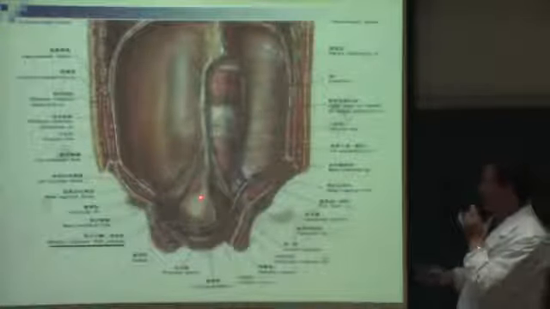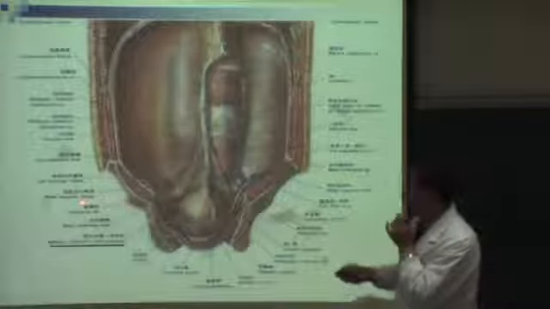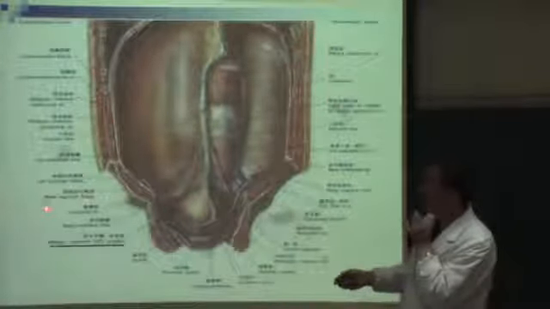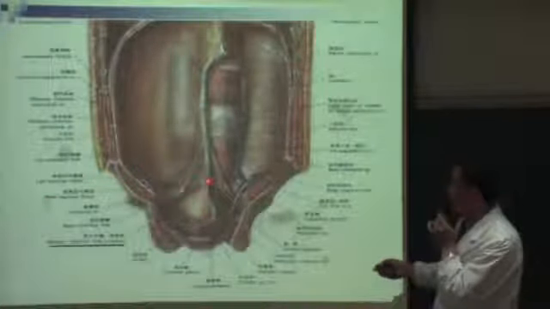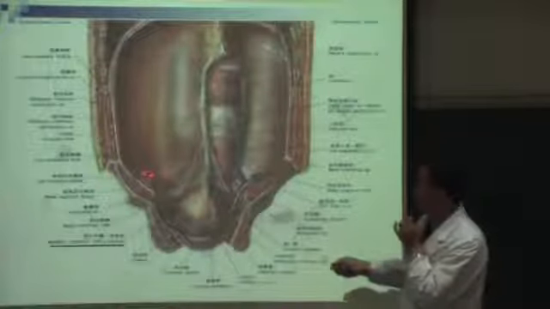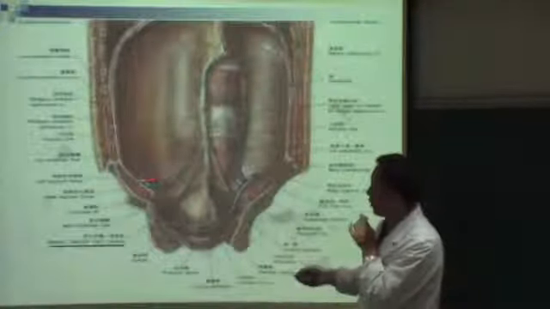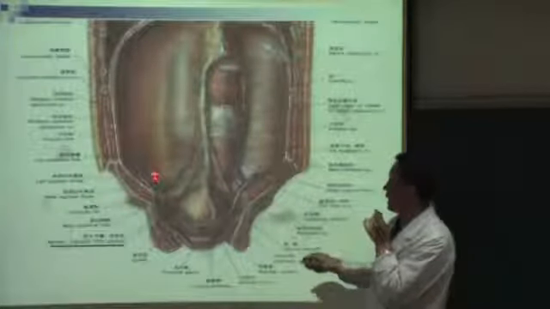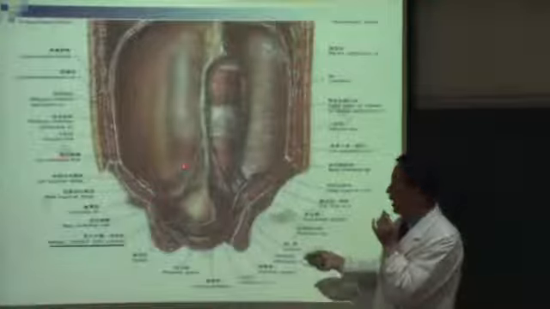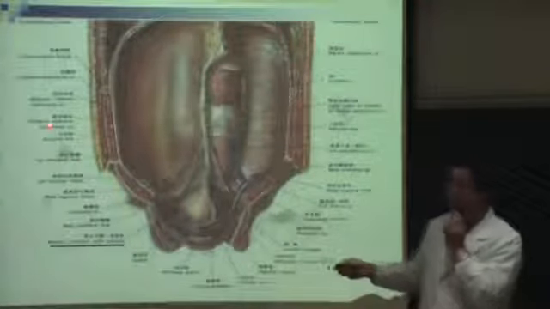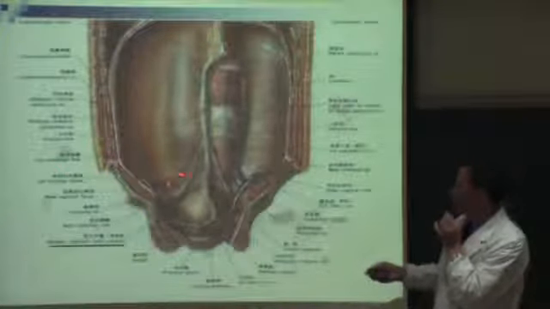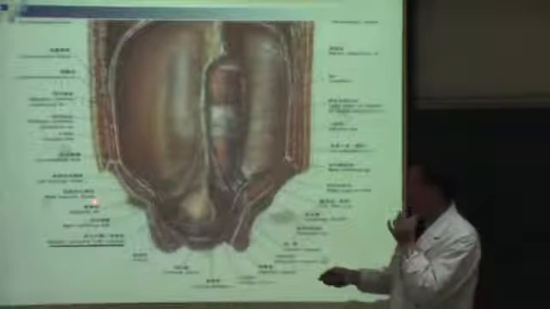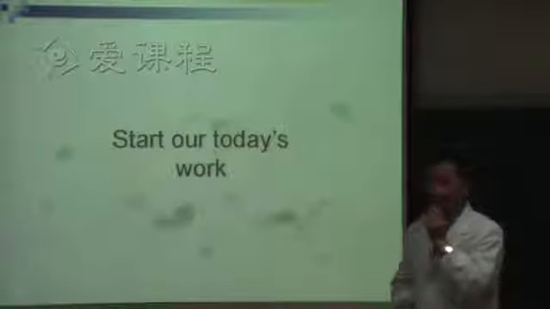Between the folds, there are some fossae. Here is a fossa. For example, here is the medial inguinal fossa. You can see here is a fossa, here and here. And this one is called the lateral inguinal fossa, lateral to the lateral umbilical fold. And between the lateral and the medial umbilical folds is the medial inguinal fossa. Okay. So that's our today's work.